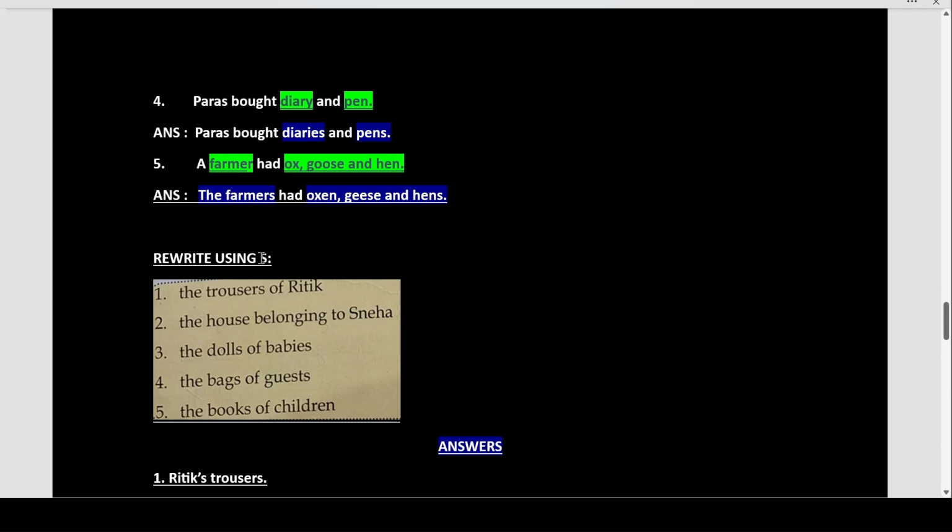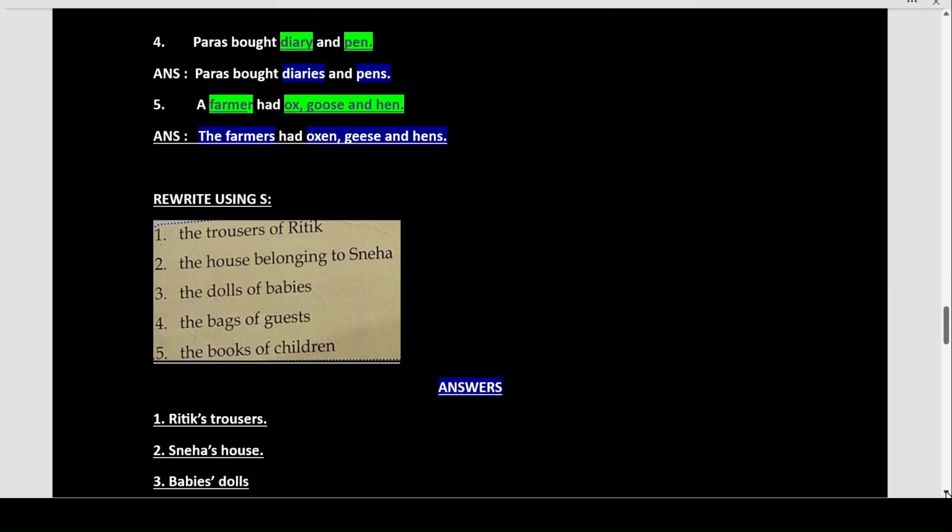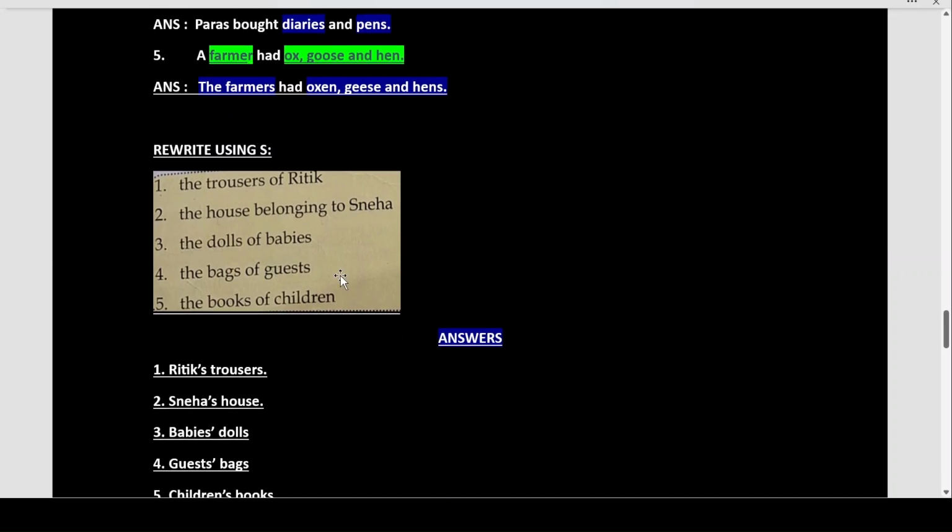Next, we will do rewrite using apostrophe S. Now, this is very important. Please pay attention. Trousers of Ritik. Now, this will be Ritik's trousers. And we will place the apostrophe S after the word Ritik. Ritik's trousers. The house belonging to Sneha. Sneha's house. Now, Ritik and Sneha are singular subjects. Therefore, we place the apostrophe after the name and then write the S. Ritik's trousers, Sneha's house.